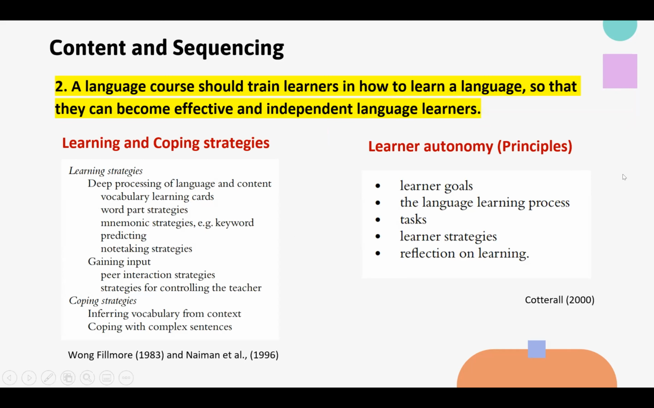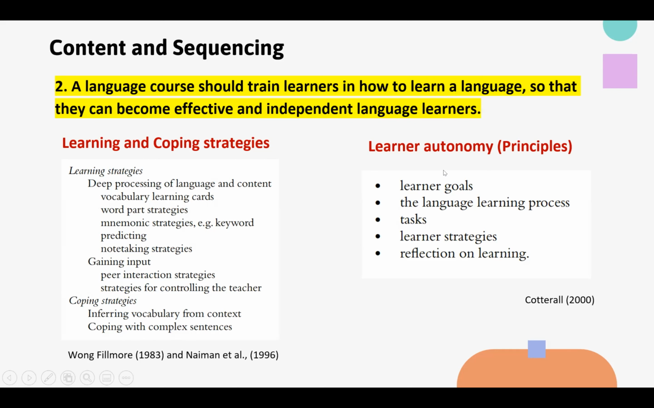Principle number two, a language course should train learners in how to learn a language so that they can become effective and independent language learners. For some learning strategies, Wolf, Fillmore, and Neumann in 1983 and 1996 already proposed strategies like deep processing of language and content, vocabulary learning cards, word part strategies, mnemonic strategies such as the keyword technique, note-taking strategies, or coping strategies such as inferring vocabulary from context or coping with complex sentences.